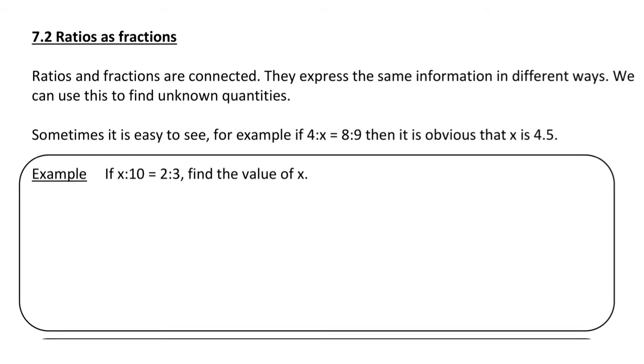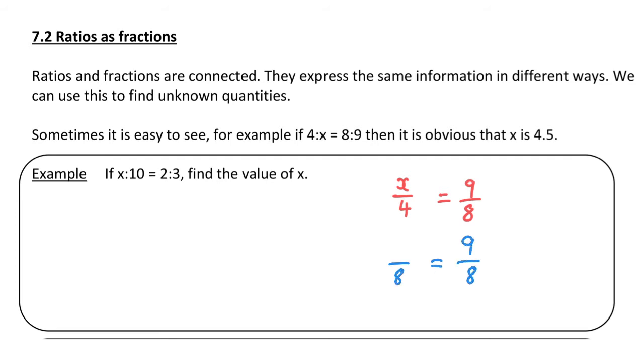If we write 4 to x as a fraction with x to be on the numerator, that would be x over 4. And if we write 8 to 9 in the same order, so the 9 to be the numerator, then we would say that x to 4 is the same as 9 to 8. What we can do now is write these two fractions with a common denominator. So the common denominator between 8 and 4 is 8.